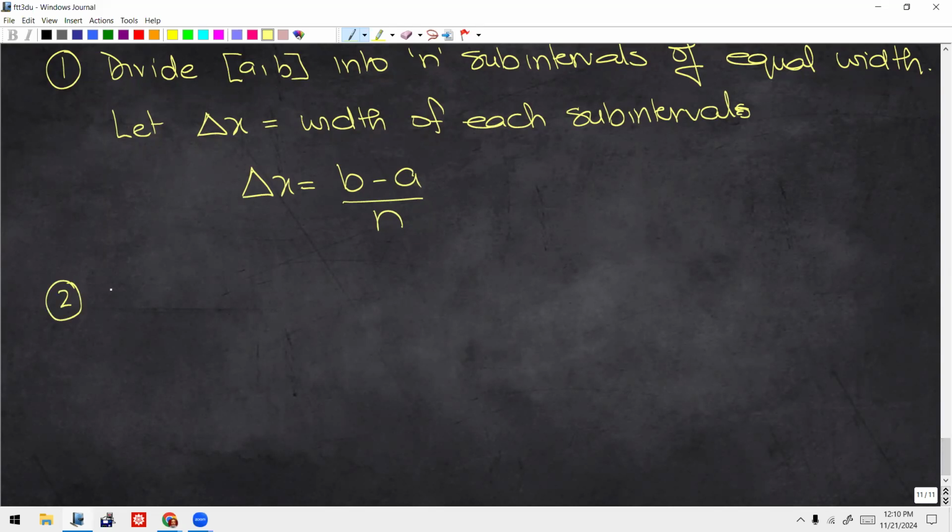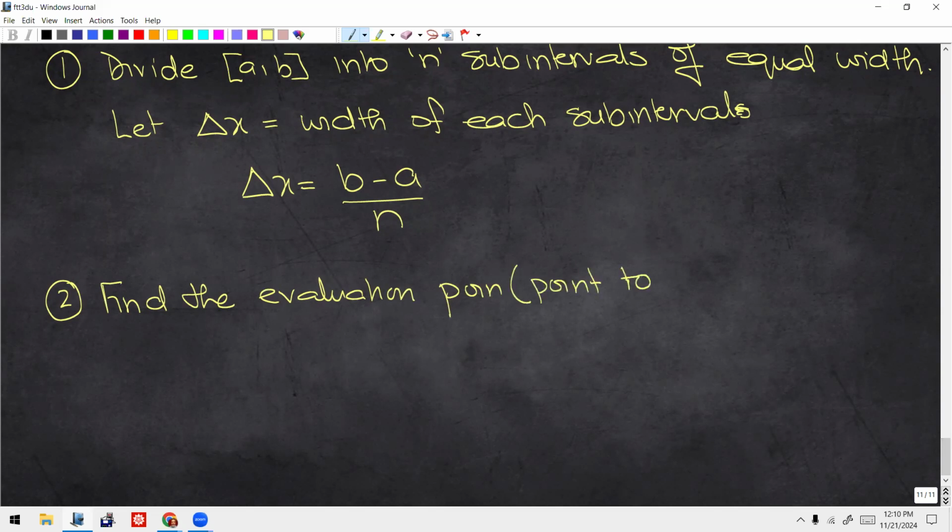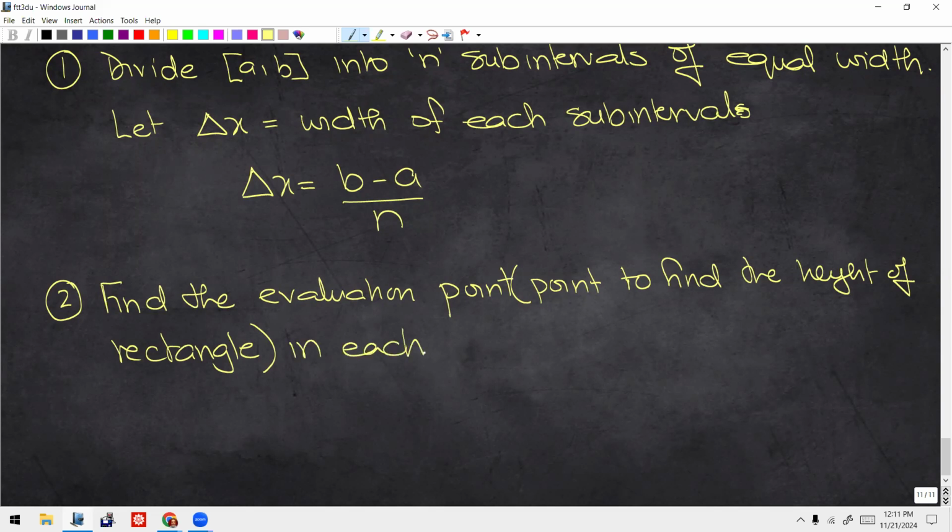So the next thing we're going to do is find the evaluation point, I'll put in parentheses point, to find the height of the rectangle. Because we're going to draw a rectangle in each interval, so I need to know where to draw the rectangle. So we're going to find the evaluation point. That is the point to find the height of the rectangle, the evaluation point in each subinterval.